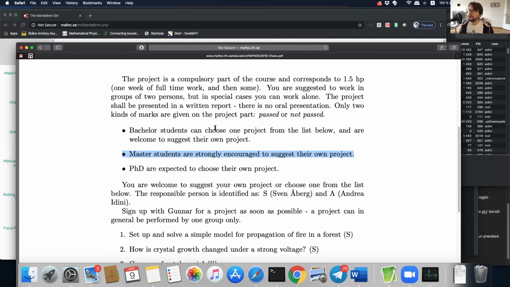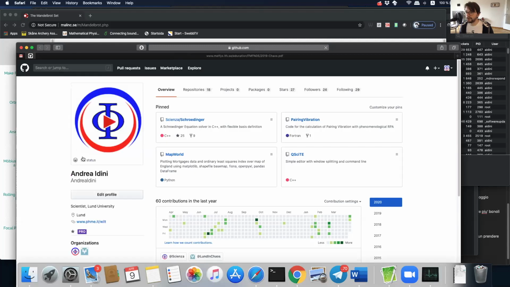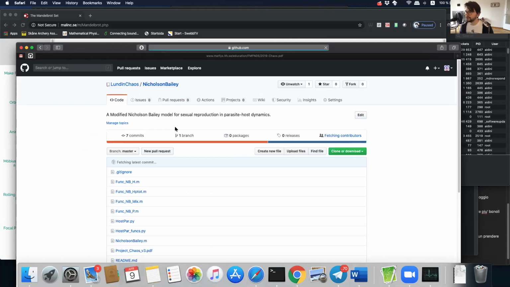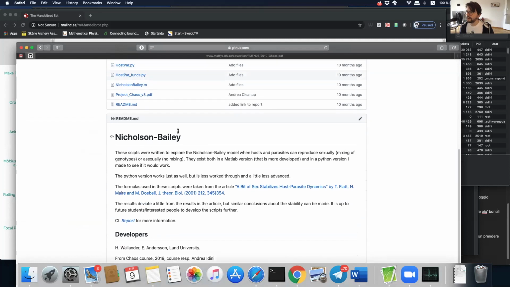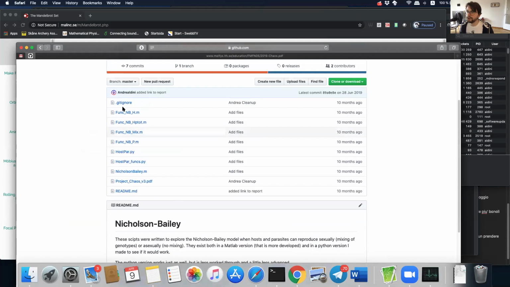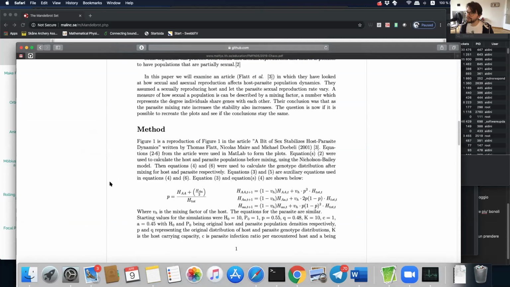You can find in the GitLab page. So if you go to GitHub, sorry, there is an organization called Lund in Chaos. You have previous projects that you can download and look at. This is what I was telling you, the Nicholson Bailey project. Usually it's taken from some article and you try to reproduce the results that they had in an article in one way or another, or do something fun with it.